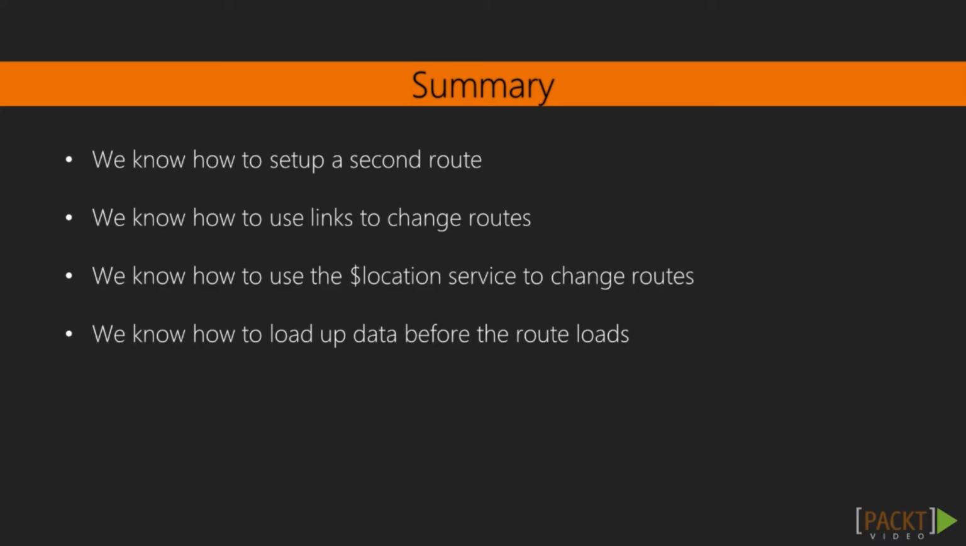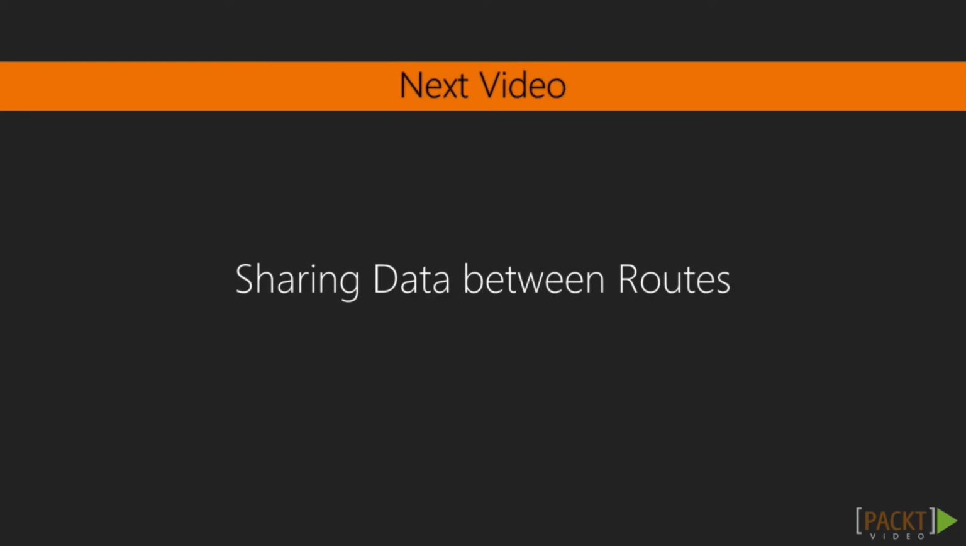In conclusion, we have seen how to set up a second route, how to use links to change the routes, how to use the location service to change routes, and lastly, how to load up data when the route loads. In our next video, we will look at sharing data between routes using a service.